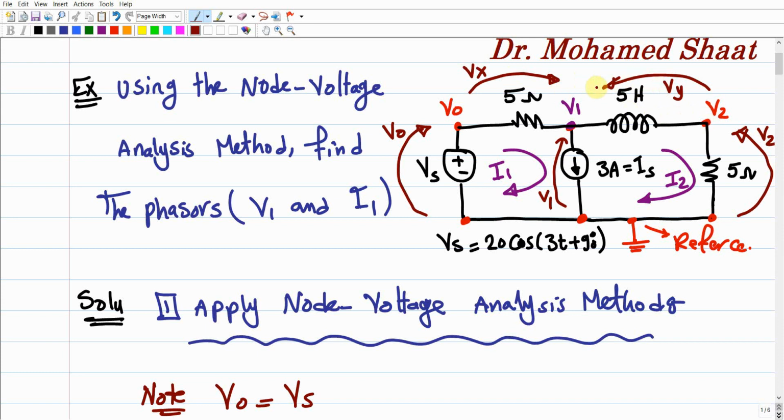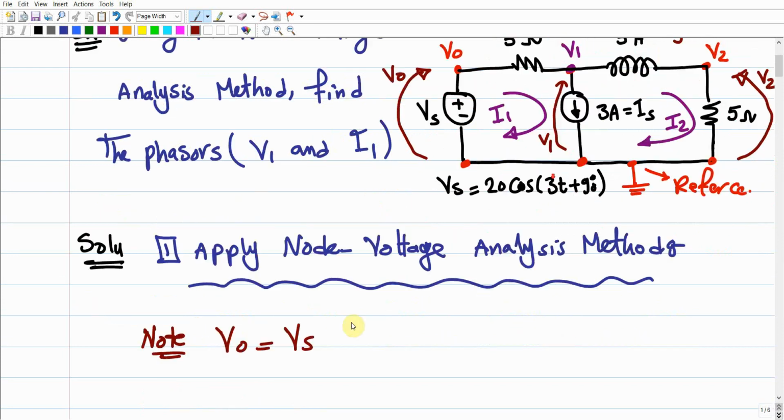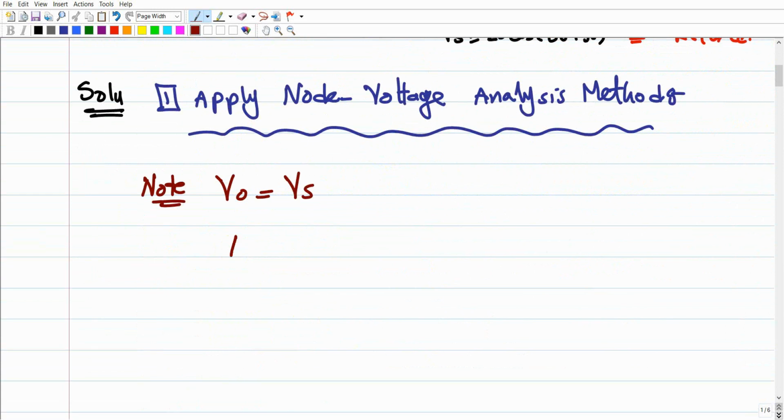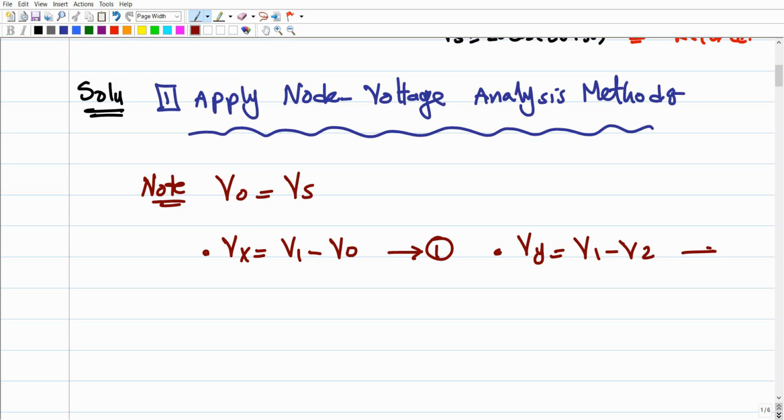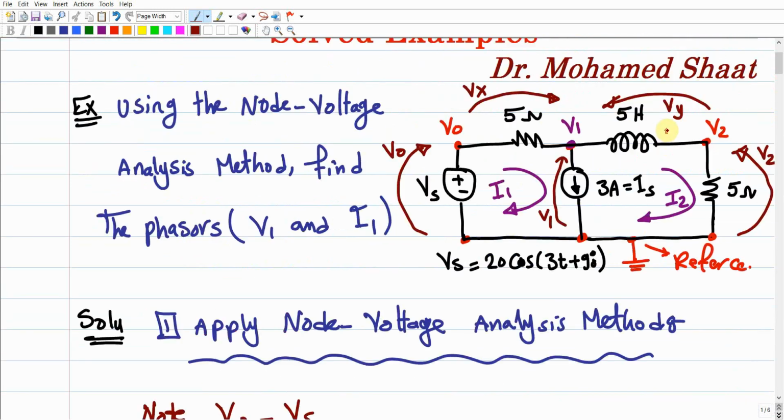And by the way, we just make up these directions. You can assume any direction, it's up to you. So your objective is to write an equation here for Vx. It should be V1 negative V0, and this is equation 1. And we have another equation: Vy should equal V1 negative V2, according to the directions assumed up there. Make sense? So we have everything.